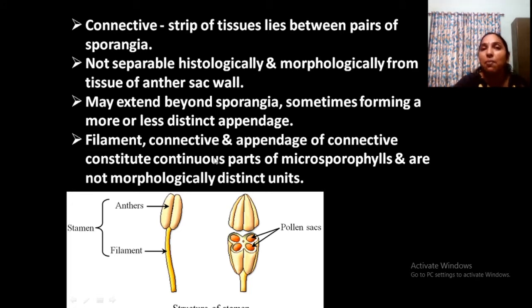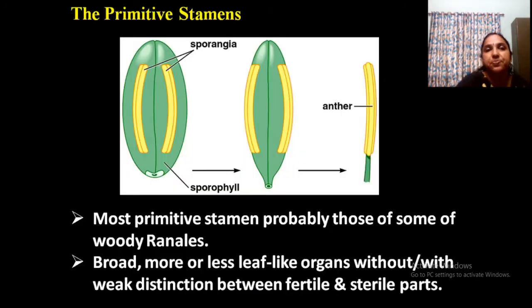It may sometimes extend beyond the sporangia. In some cases the connective can appear up to this. As you studied in degree classes, in Nymphaeaceae members it appears like a hood. The filaments, the connective and the appendages of the connective constitute part of the microsporophyll. They are not morphologically distinct; they are part of the microsporophyll. So those are some modifications in the connective part of the stamen.